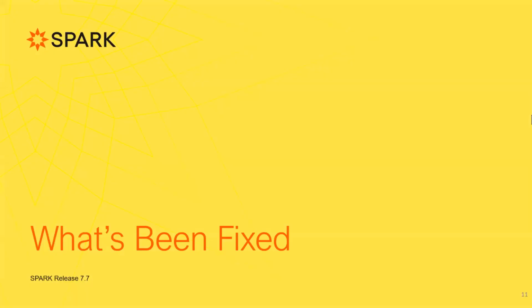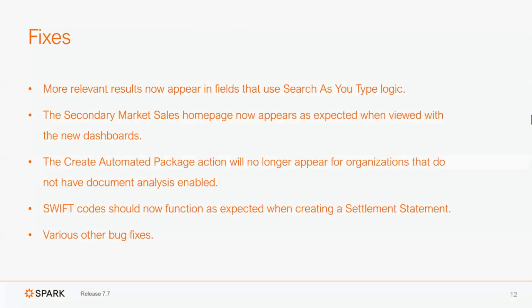And lastly, we made a few fixes here. Any field that uses search as you type logic, where you get results in real time as you type characters, you're now going to see more relevant results. We changed the logic that it uses to look for results. The secondary market sales homepage now appears as expected when you view it with the new dashboards. The create automated package action from that global actions menu will no longer appear for organizations that don't have document analysis enabled. So hopefully that eliminates some confusion there. Swift codes should now function as expected when you're creating a settlement statement, and the infamous various other bug fixes.